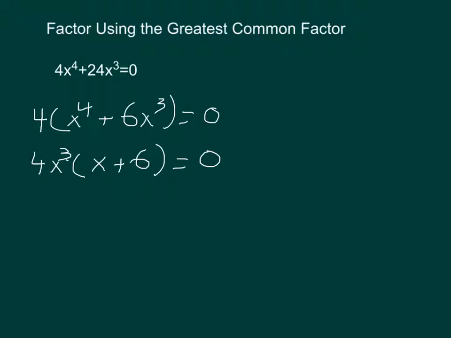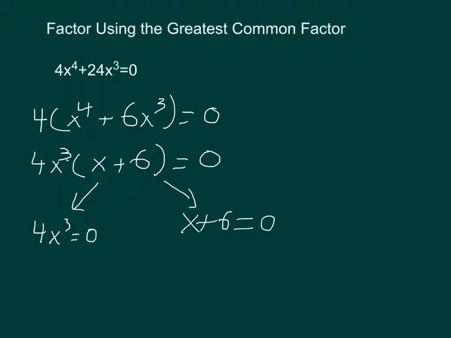Once again, you could now take this and show the distributive property to make sure that you have factored this correctly. 4x cubed times x is 4x to the fourth. 4x cubed times 6 is 24x cubed. Now that it's in factored form, I can split it up into two different equations: 4x to the third equals 0, and x plus 6 equals 0.